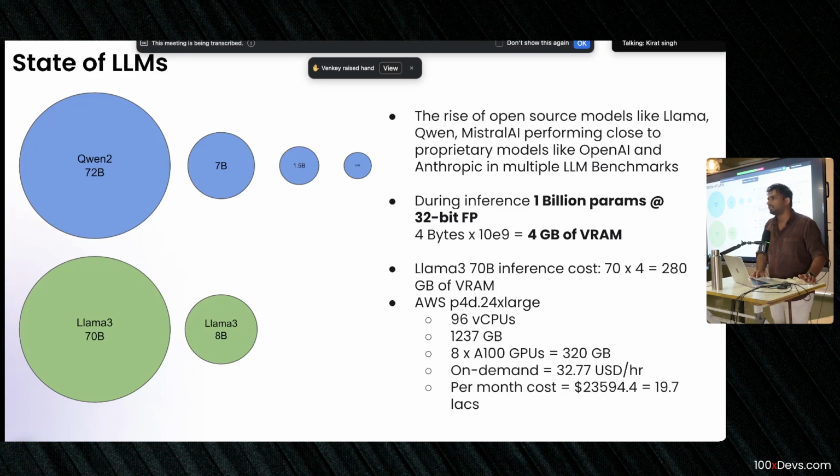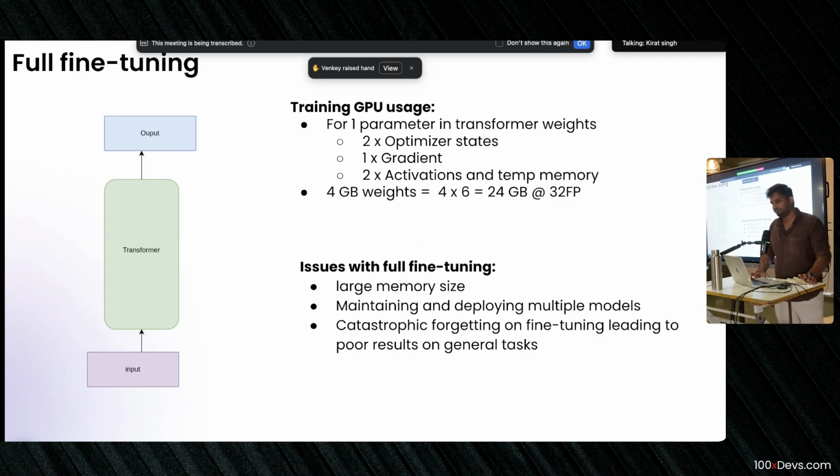Anyone else, guys? Okay, let's continue. So this was around deployment: 1 billion parameters, 4 GB of space, right? Now let's discuss training.